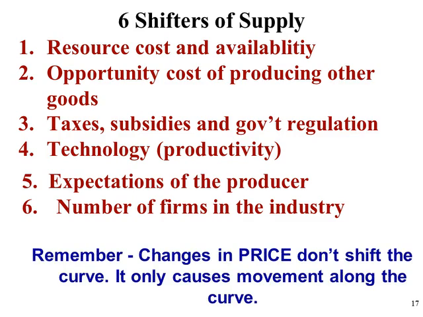Remember, changes in price don't shift the curve. It only causes movement along. So a change in price causes a movement along. That's a change in the quantity supplied. And a change in one of these 6 things causes a shift. Notice they're all things that directly affect the seller. A change in demand cannot cause a change in supply. That's key.